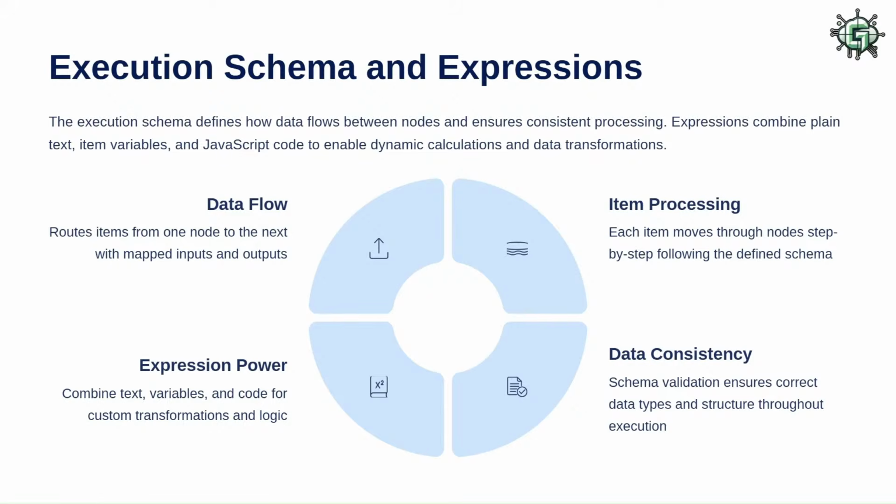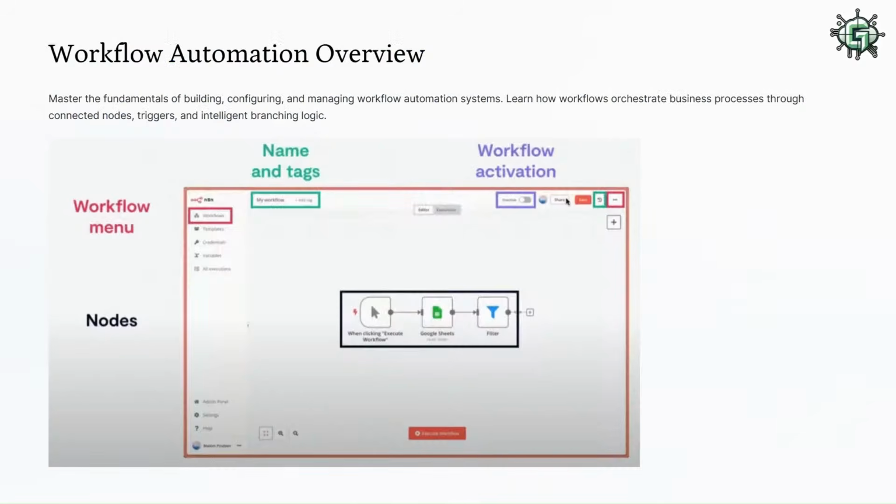JSON, everything we are going to learn in this course. Now we are going to see what the workflow automation overview will be, and we are going to build a workflow. Workflows let us build, configure, and manage processes by connecting nodes, triggers, and branching the logic. Think of it like orchestrating. In the starting, I told you, right? Orchestrating a whole process automatically, step by step.